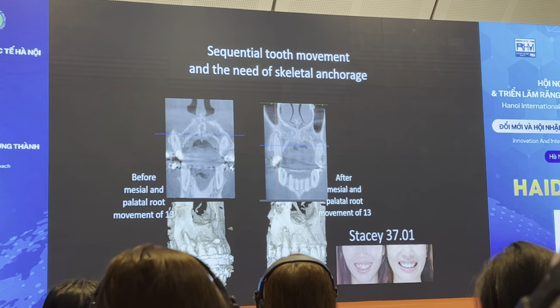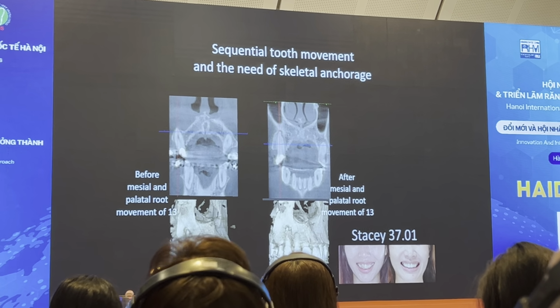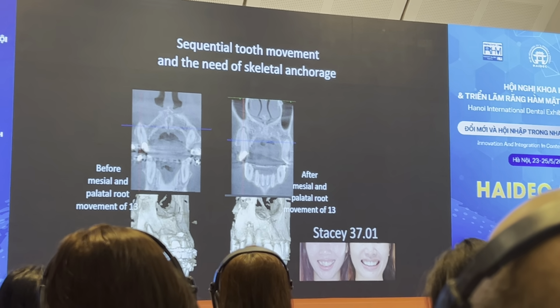Therefore, the root movement of 1/3 requires staging. First, mesial root movement and then palatal root movement.